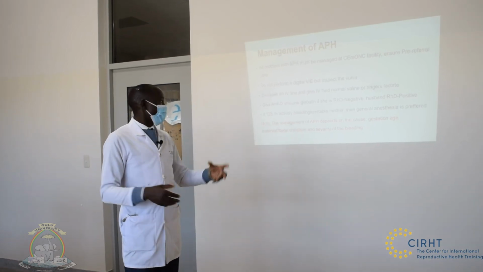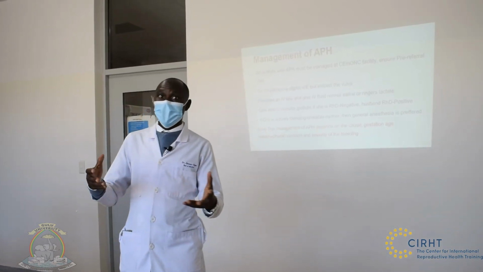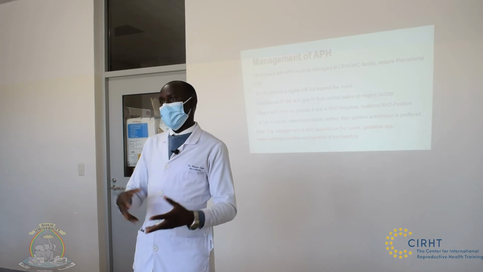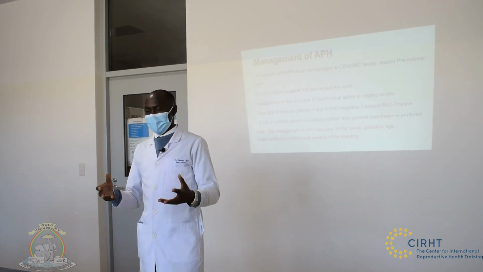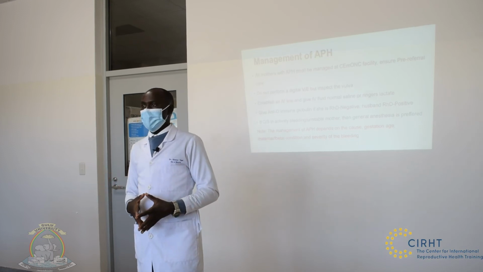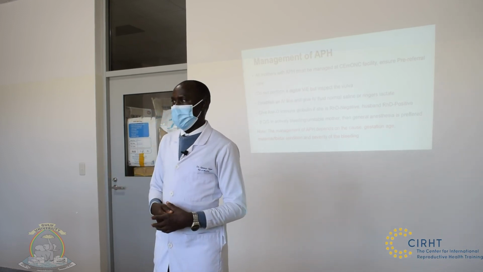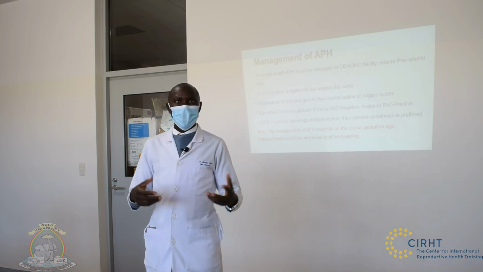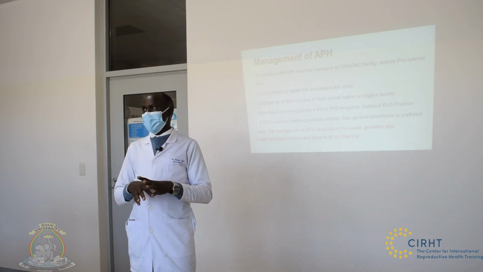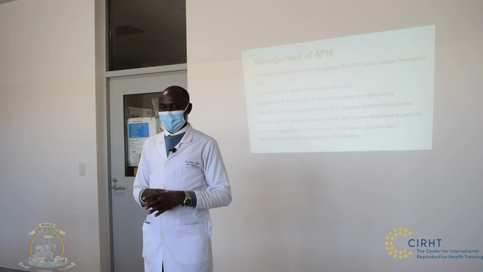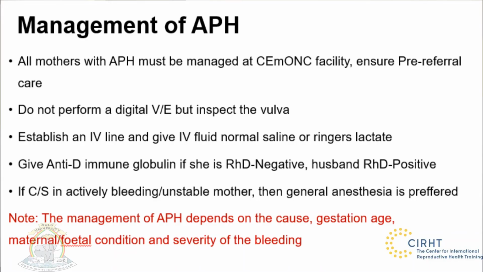The other thing is that sometimes this patient may require cesarean delivery in case they're actively bleeding or they're unstable. So it is advisable that the team provide general anesthesia instead of preferring spinal anesthesia. General anesthesia is preferred for unstable mothers or those who are actively bleeding, since they may not withstand spinal anesthesia.